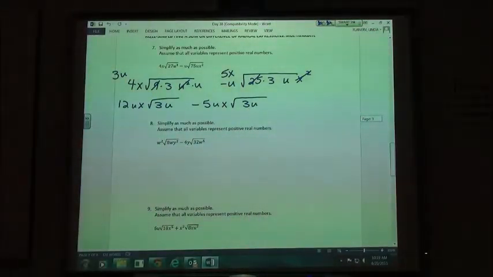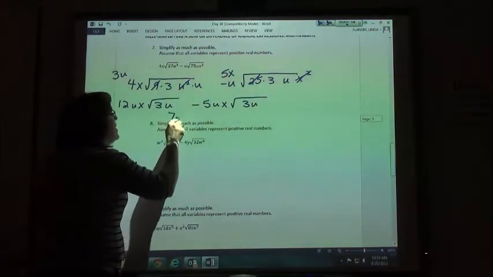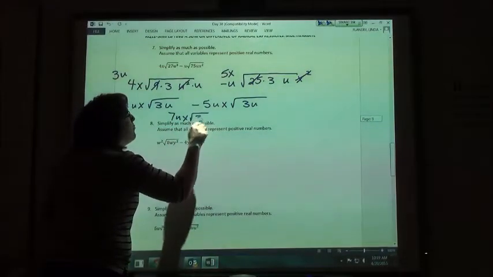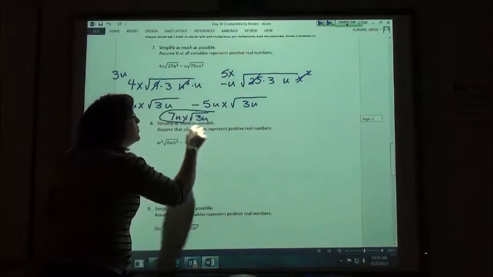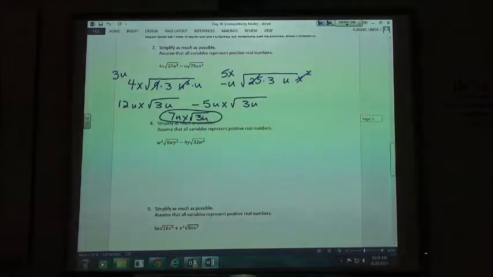If I did everything correctly, everything behind the leading coefficient should be exactly the same. So when I'm adding and subtracting, they have to be like terms. They are. I'm just going to do the 12 minus the 5, which gives me 7. So 7ux square root of 3u is what my answer is going to look like when I subtract those.